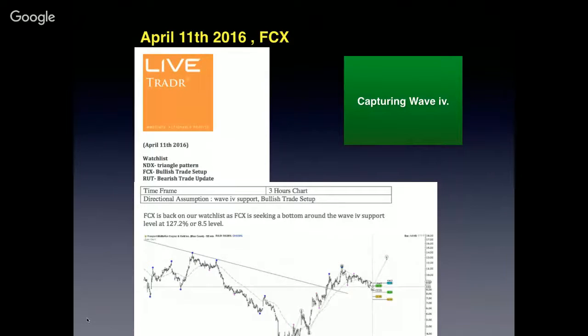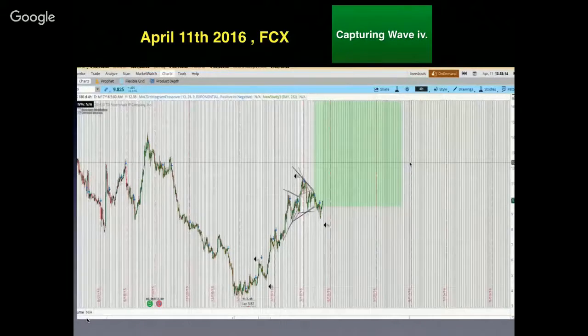Let's move on to Freeport. April 11, just one day before the signal for Apple came out, we had Freeport on the 3 hour chart. It was a bullish trade setup. I'll show you step by step how to capitalize on a given wave from wave 4 to 5. I believe we have a few traders having the same trade on FCX.